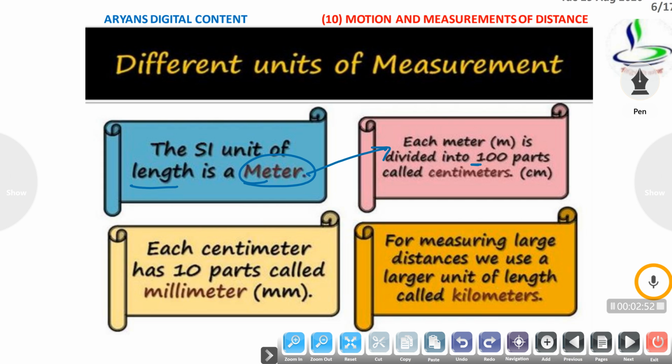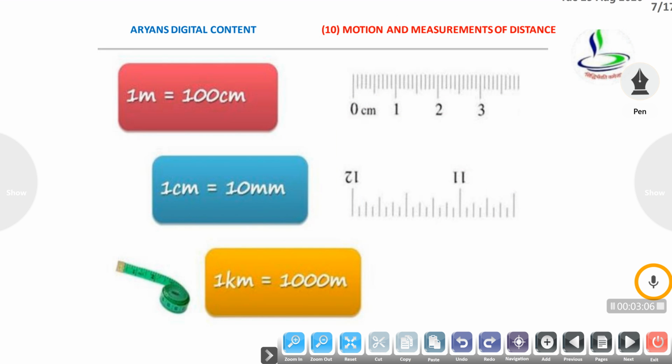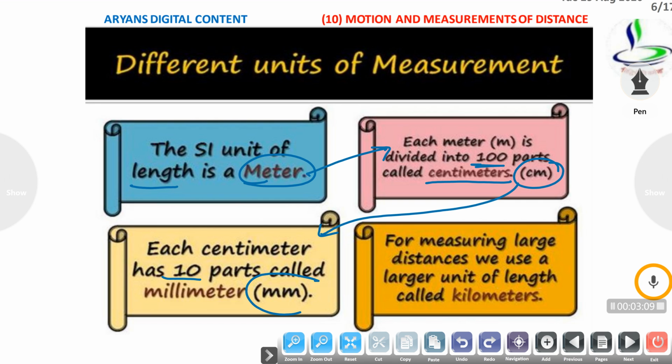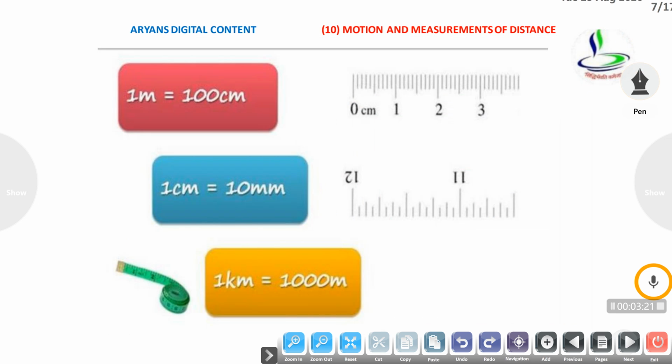Each meter is divided into 100 parts, that are called centimeters, denoted by small c and m. Each centimeter is divided into 10 parts, that are called millimeters, represented by small mm. For measuring large distance, we use a larger unit, that is kilometer. 1 meter has 100 centimeters, 1 centimeter has 10 millimeters, and 1 kilometer has 1000 meters.